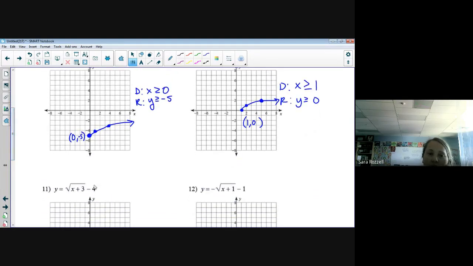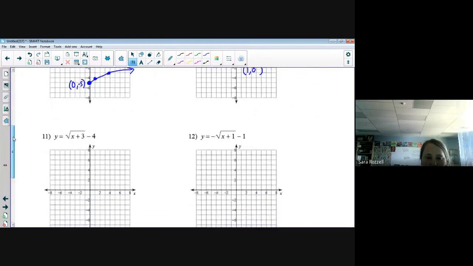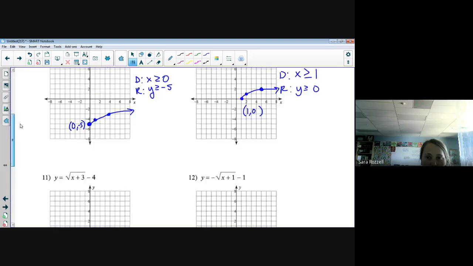All right, 2 more square root graphs, and then I'll show you the cubed root, and you'll have a good amount of time to work. I'll get that written down.